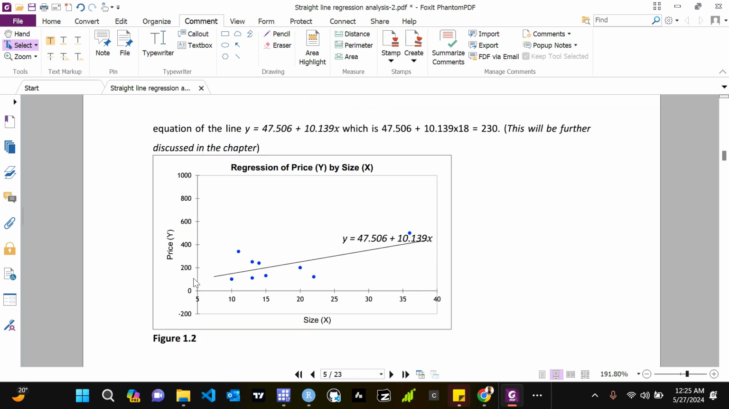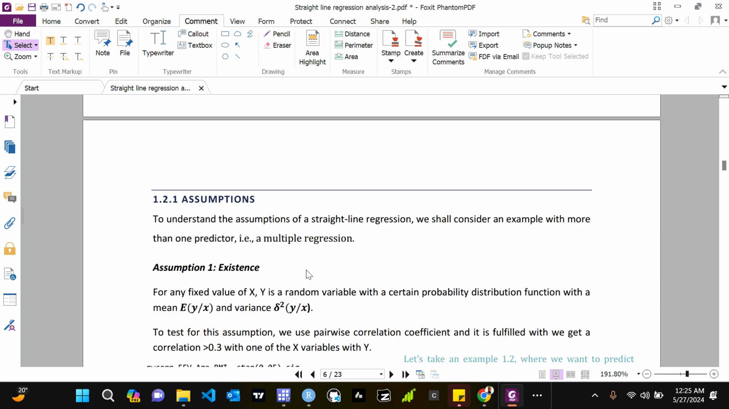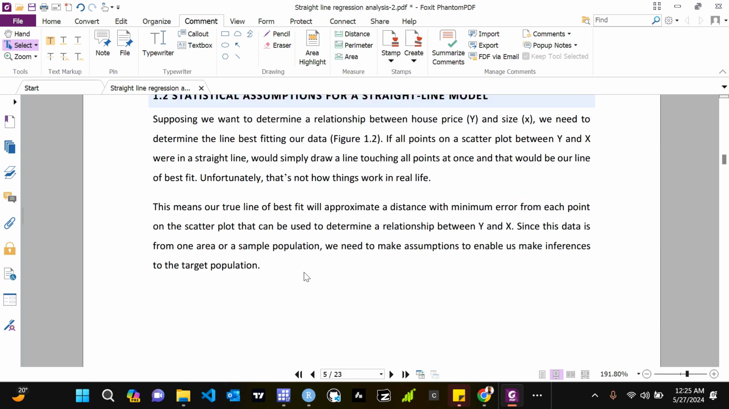So if the prices of houses versus the size were predicted perfectly, all these blue dots would fit on this straight line. But that's not how it works. So we have to estimate where this line can best fit these points with the minimal error of estimation. That's where we go to what we call assumptions.